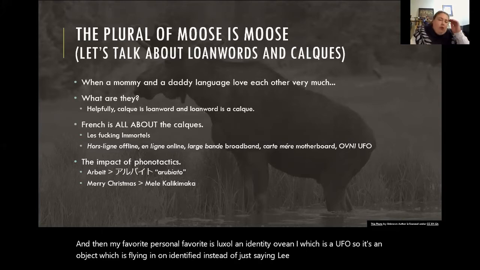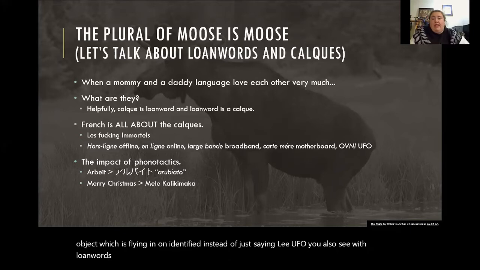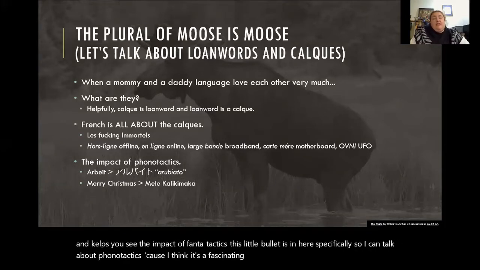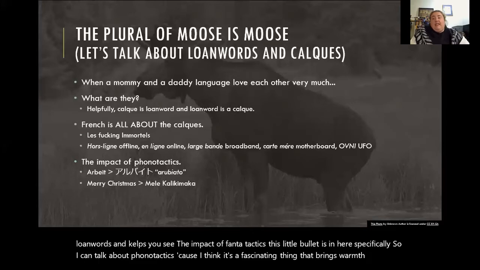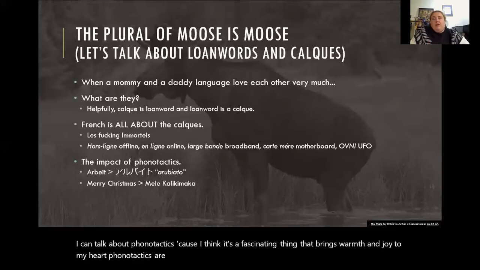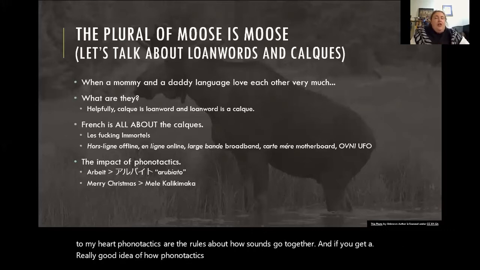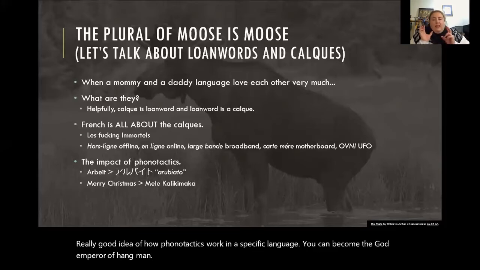You also see with loanwords and calques the impact of phonotactics. This little bullet is in here specifically so I can talk about phonotactics because I think it's a fascinating thing that brings warmth and joy to my heart. Phonotactics are the rules about how sounds go together. And if you get a really good idea of how phonotactics work in a specific language, you can become the god emperor of hangman. I shit you not.